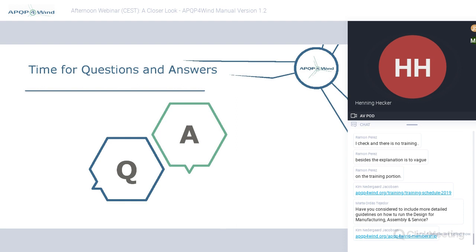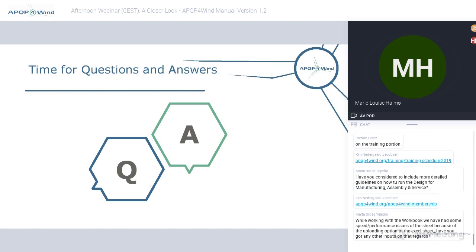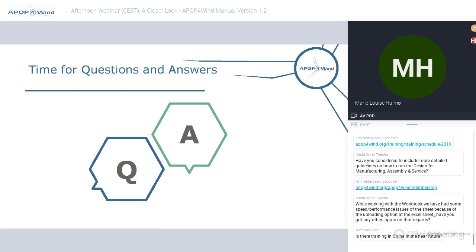Okay, and then Marta asks, have you considered including more detailed guidelines on how to run the design for manufacturing, assembly, and service?